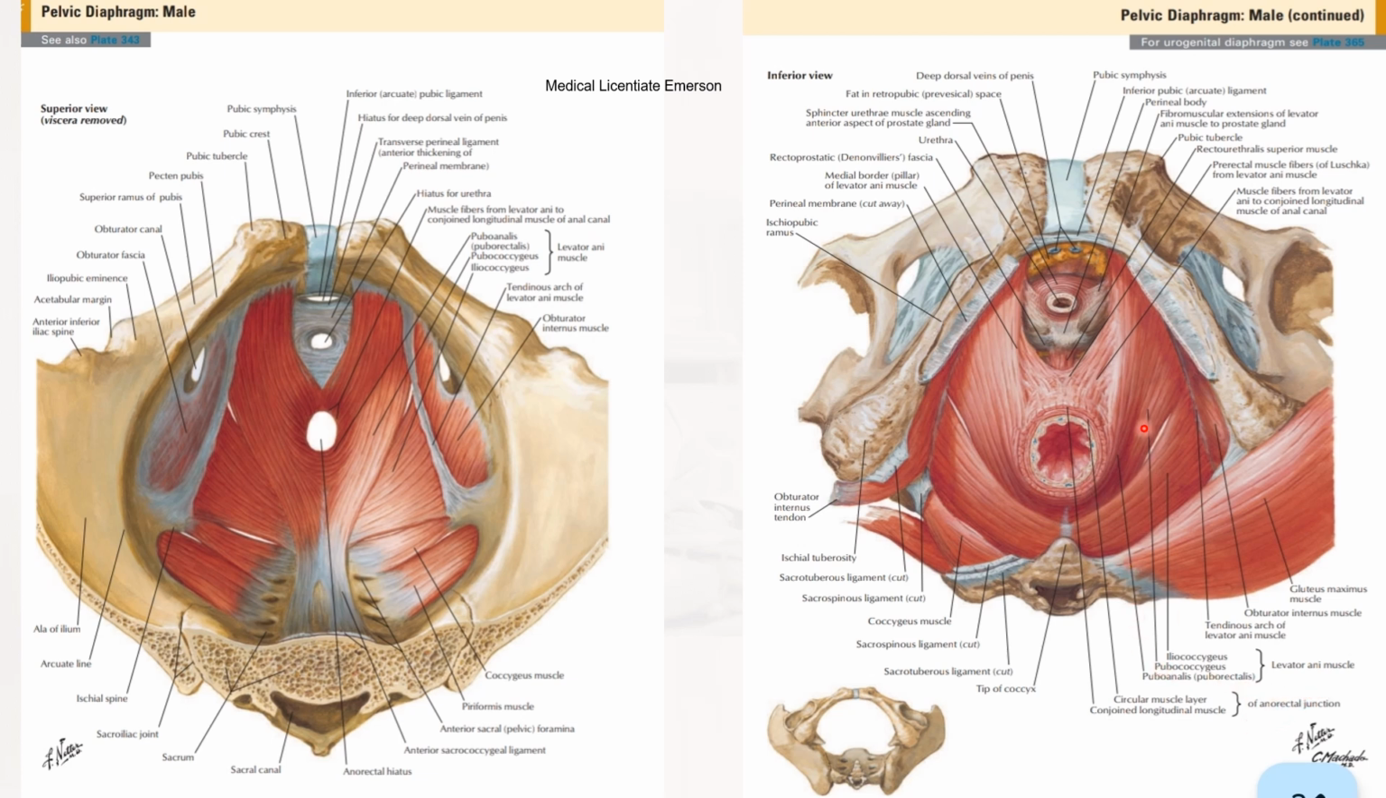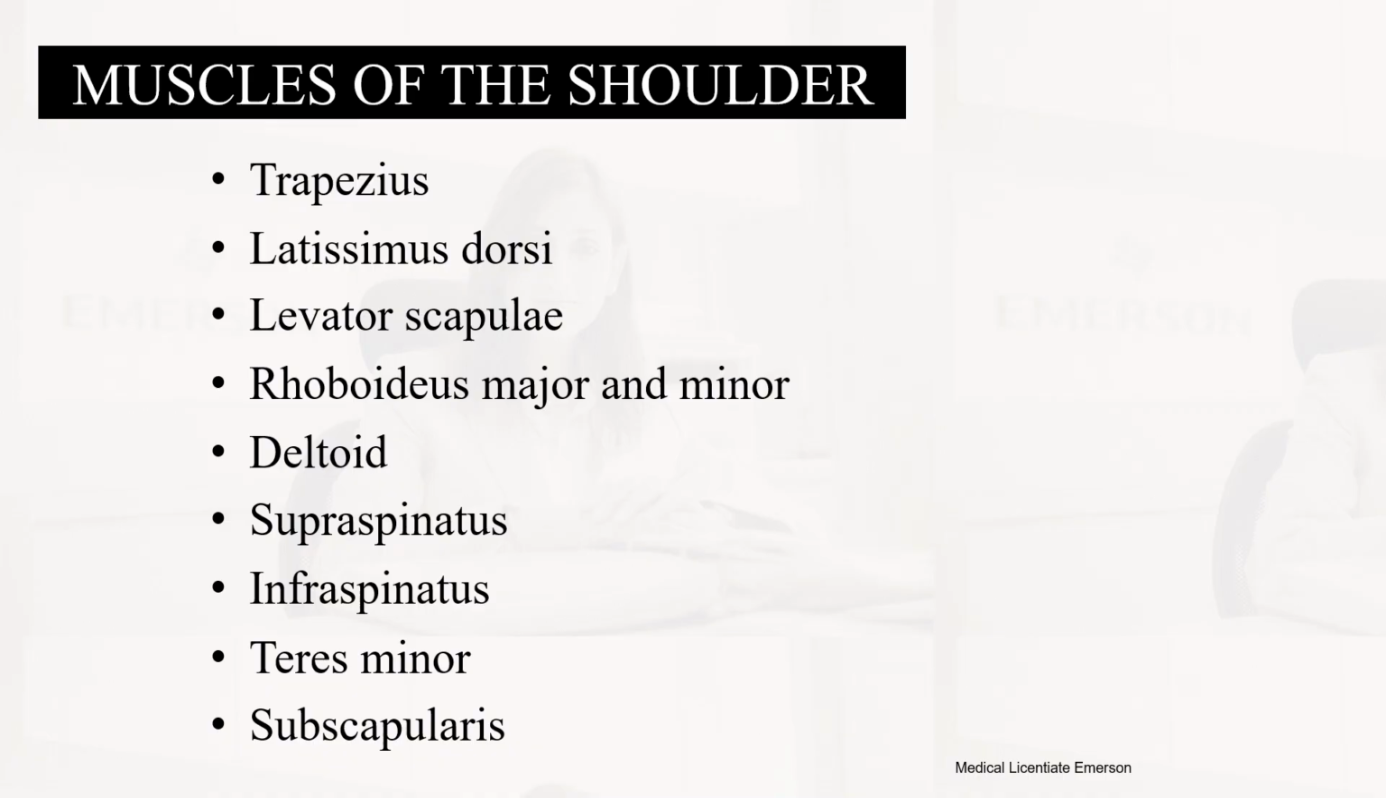So we have 3 parts. These 3 parts, 1, 2, 3, make up the levator ani muscle. Then you have the coccygeus muscle this side as well. So these are the muscles for the male pelvic diaphragm. Okay, let's make progress. We can go to the muscles of the shoulder.